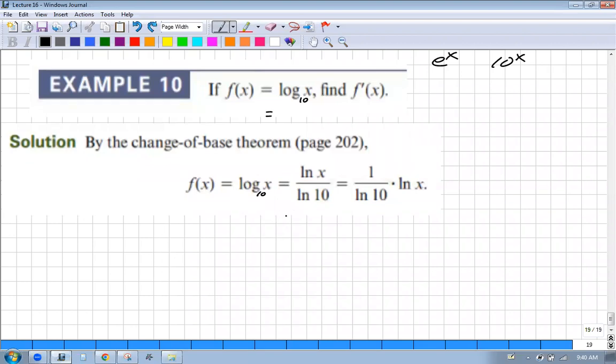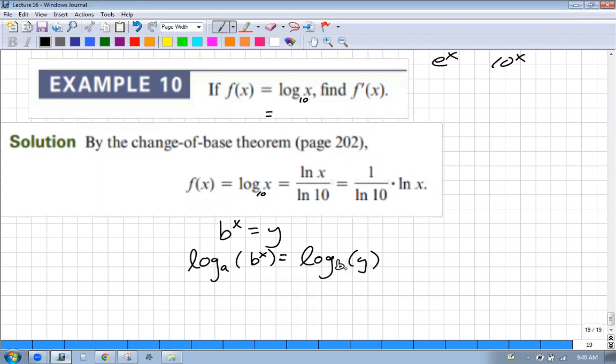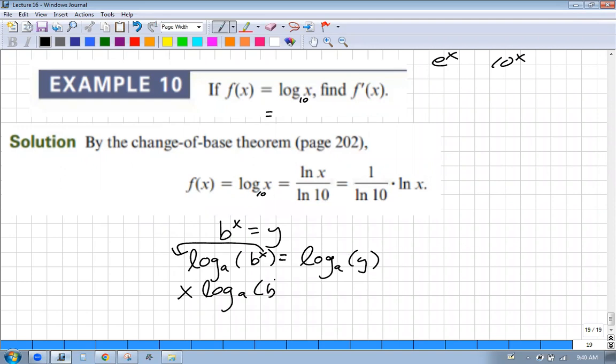Let me take a minute to see if I can remember our change of base theorem. Let's see, if I have b to the x equals y, and I take log base b of both sides, those would just undo one another. But what if I do a different base? What if I did base a? This allows me to pull the x out.